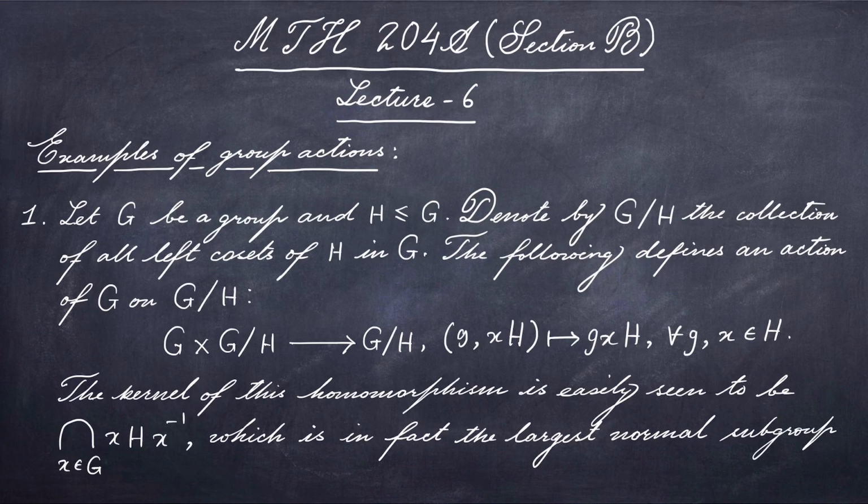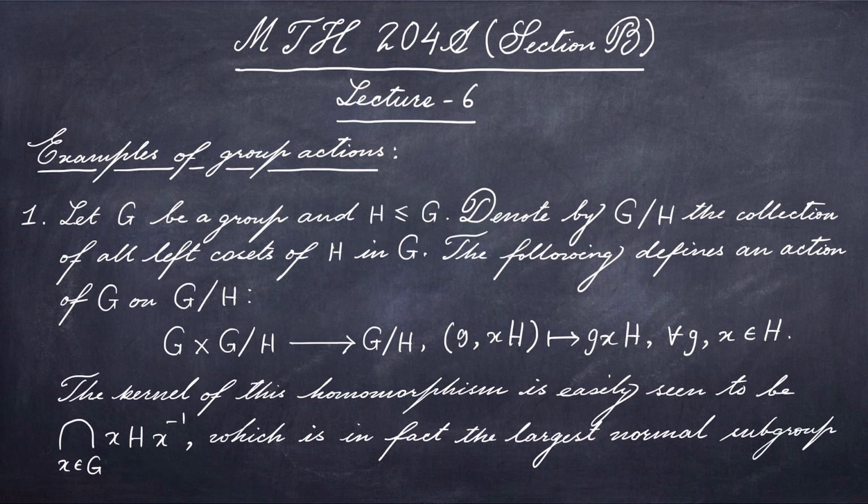This is the 6th lecture of the course MTH 204A for section B. In the last lecture, we have been introduced to group actions and we have seen some examples. In this lecture also, we will talk about some more examples. More importantly, they will be from diverse areas of mathematics like geometry, number theory, dynamics, etc. The first example we are going to talk about is purely algebraic in nature.